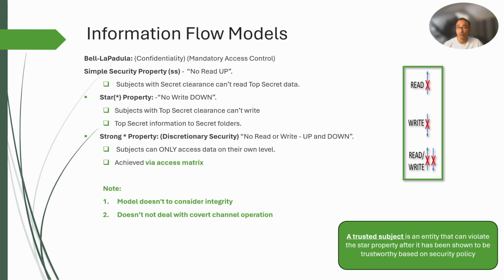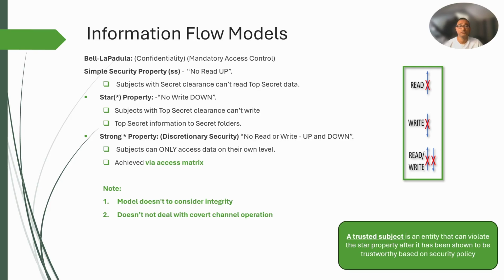Then we also have the strong star property, which is like a discretionary security aspect. It entails no read up or write, up and down. Again, what it says is that subjects should only have access to the data at their own level, and it is achieved by building access matrices where we say that, okay, if you are on this level, you can read the file that you have created, you can read the file where you have been given access, but you will not be able to read a file where you have not been given access, either down your profile or up your profile.